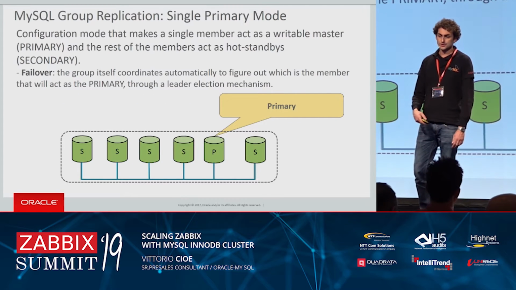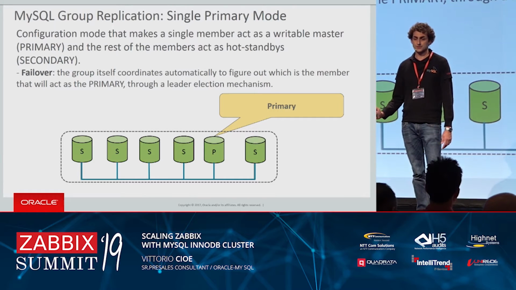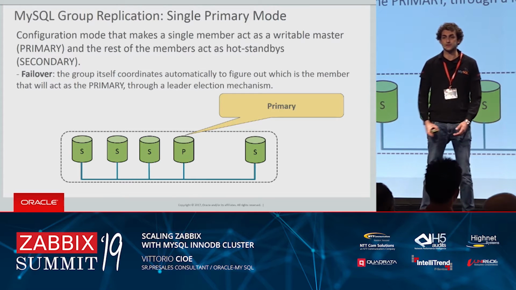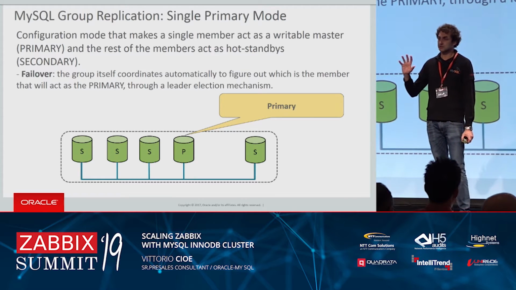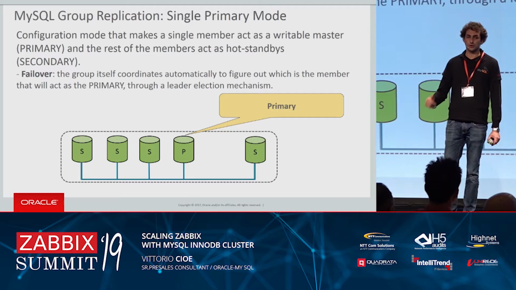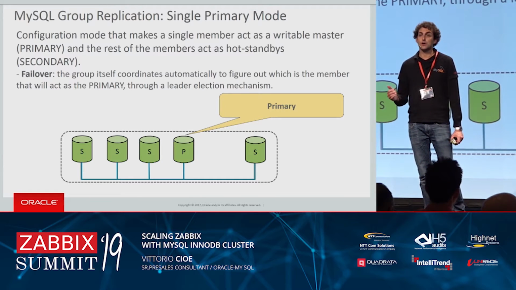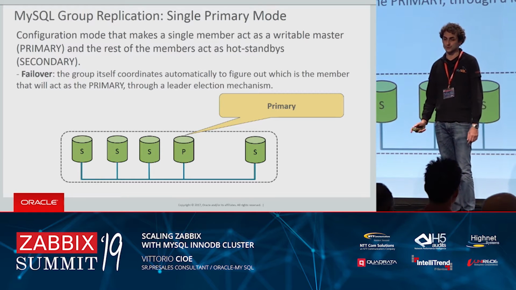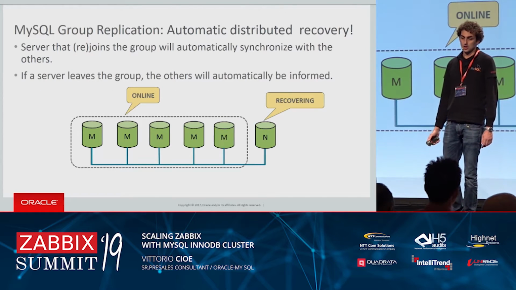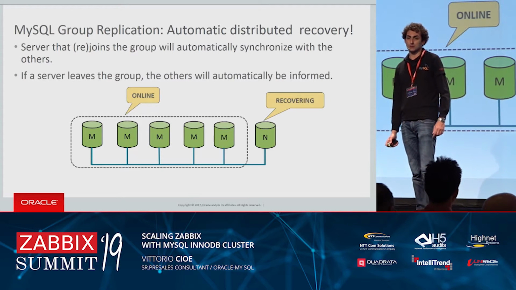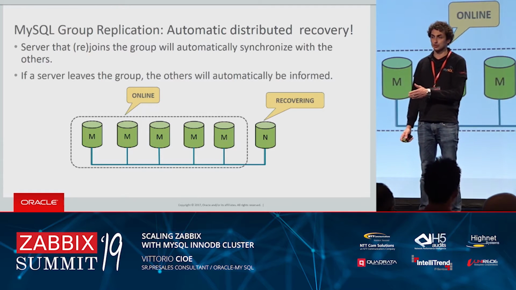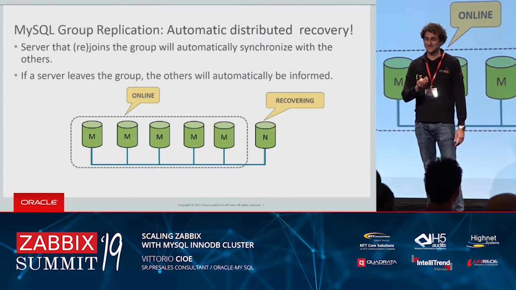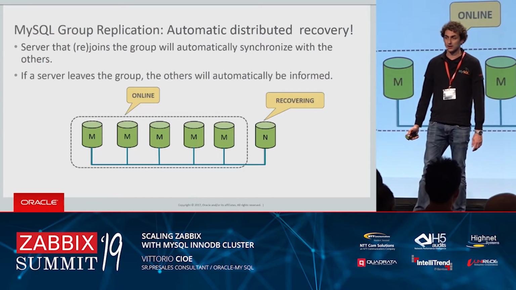So, in single primary mode, if something happens, failover happens. In the span of a few seconds, you will notice a small slowdown of the application, as we have seen this morning, and then another primary server will be chosen from the group. And when the original server comes back, you will receive the missing transactions in the form of binary log from the rest of the group before being accepted back into the group once again.